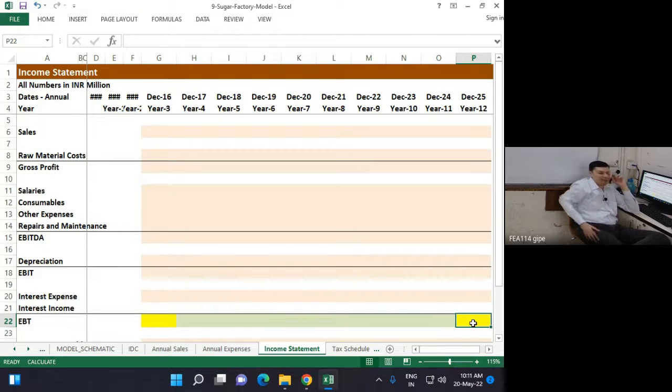Interest income you keep blank. Without, yes, without that, EBT negative for the first, correct. How much? 21.